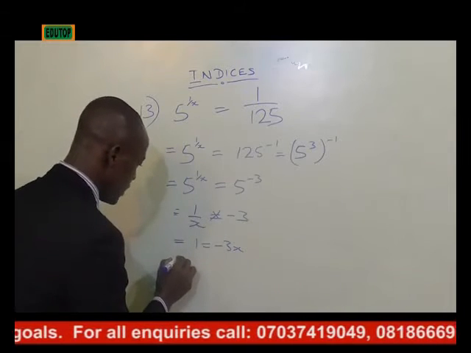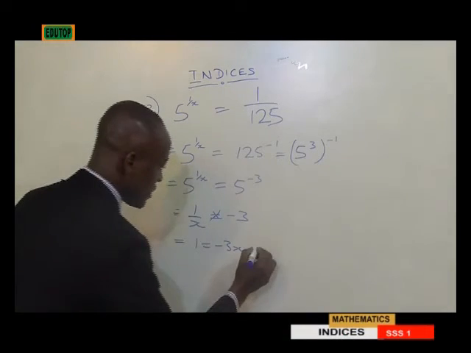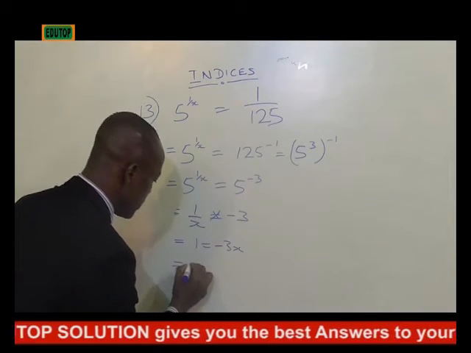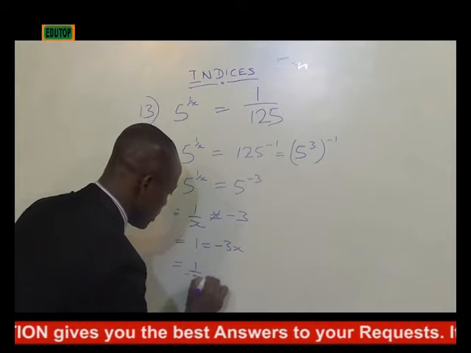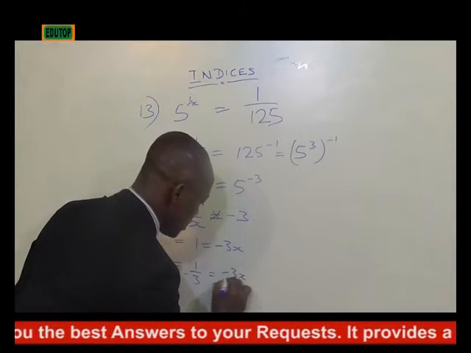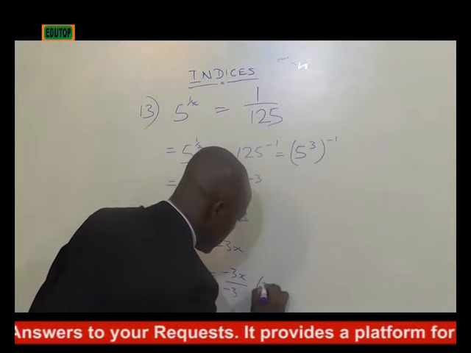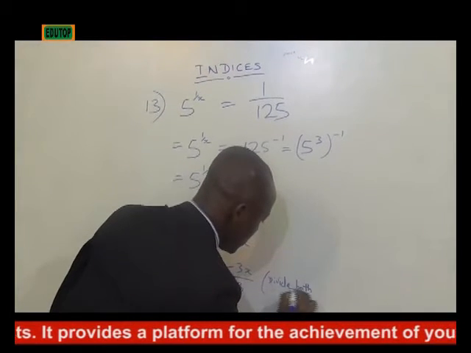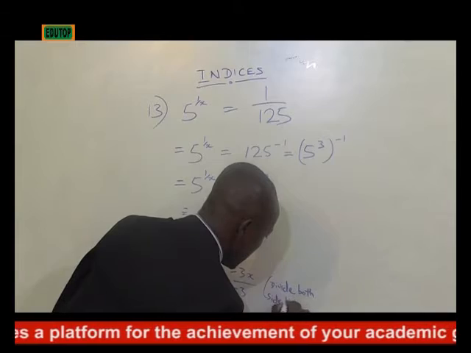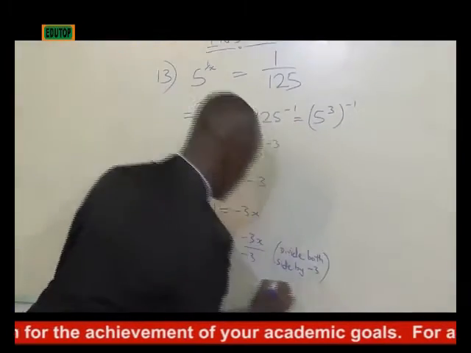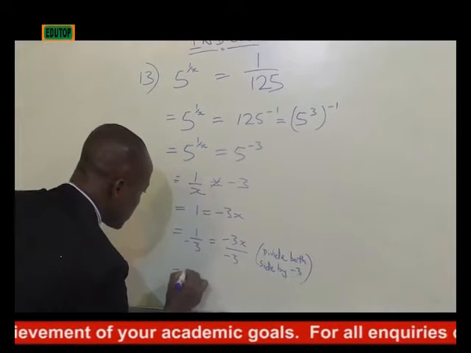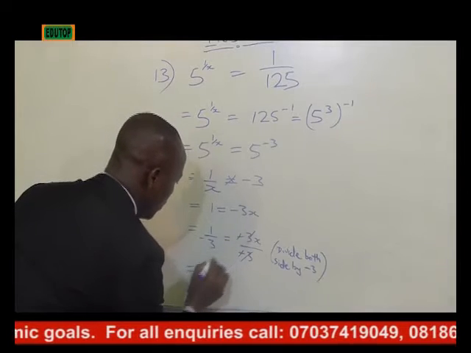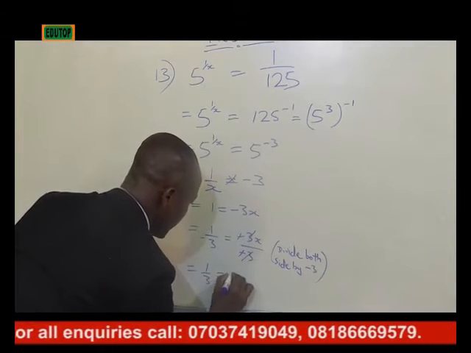Now, if we divide both sides by minus 3, we'll be having 1 divided by minus 3 is equal to minus 3x divided by minus 3. That is, divide both sides by minus 3. So we'll be having something like this. This one will cancel out. We'll be having 1 over 3 is equal to x.